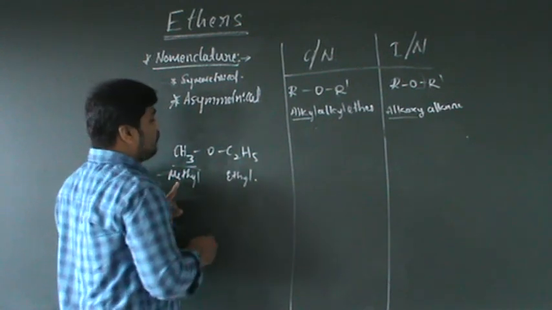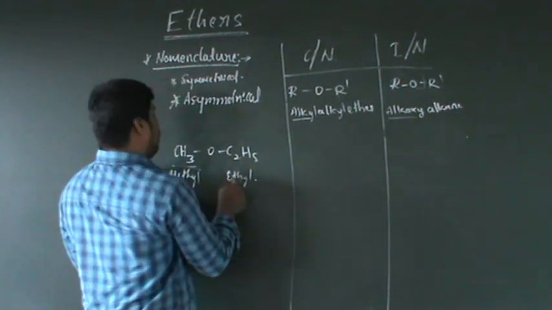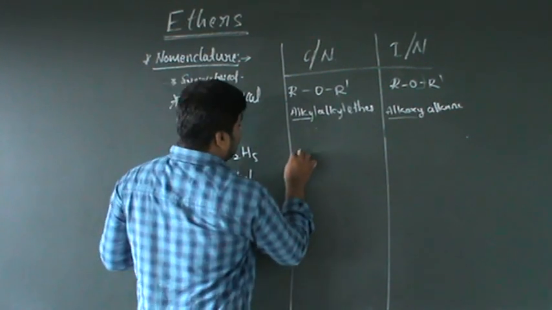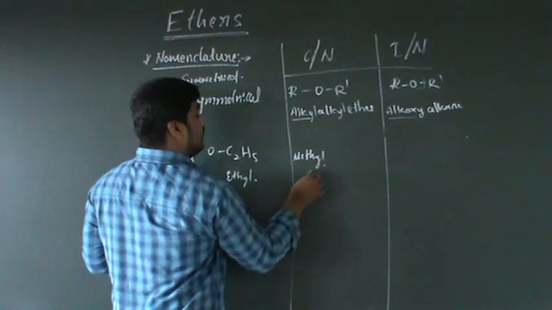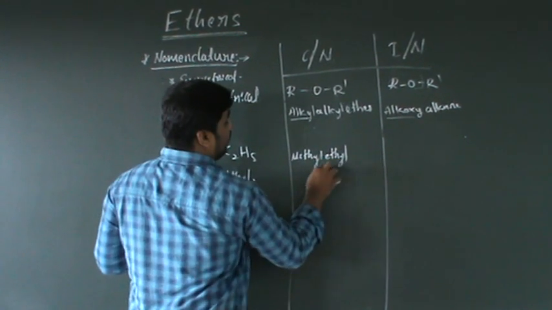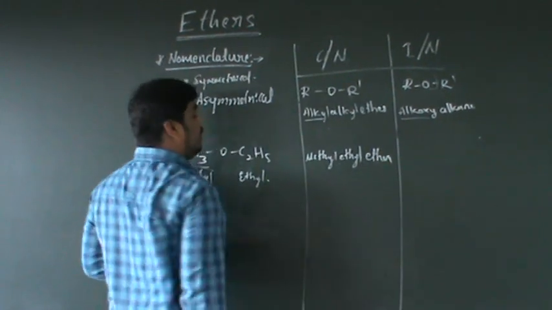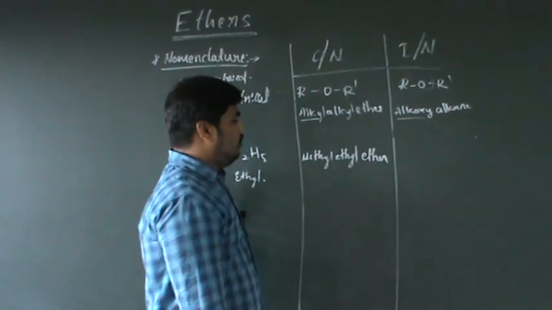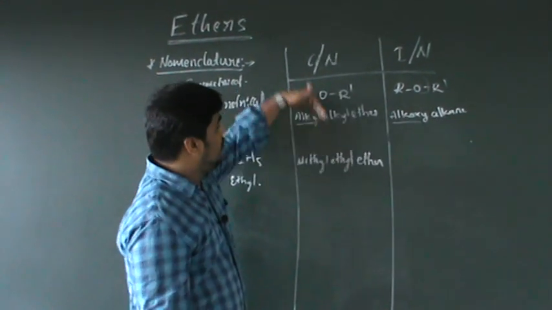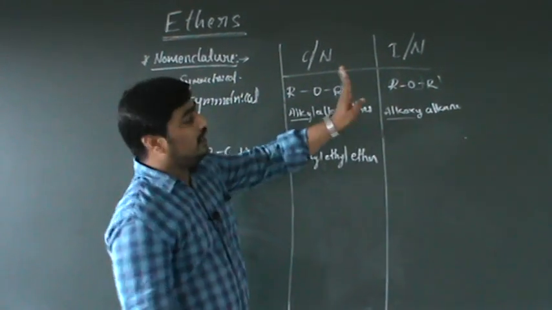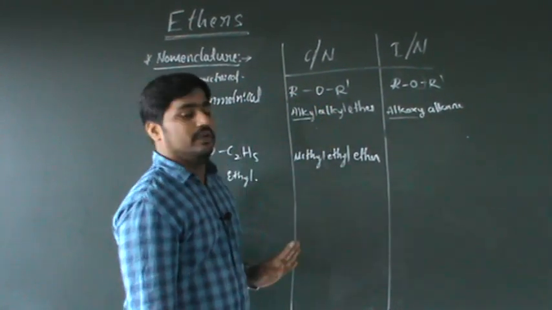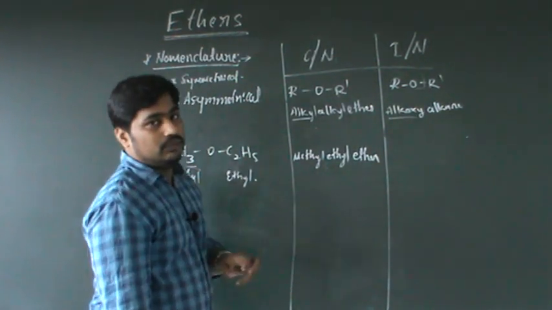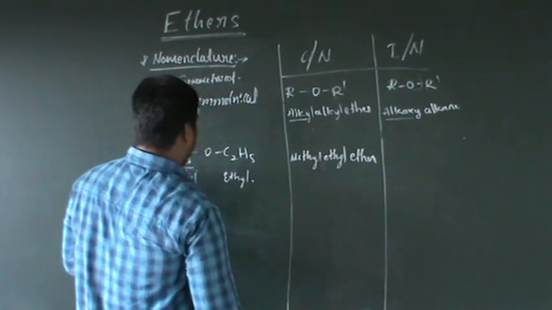Next, what is the way of common naming of this compound? Methyl, ethyl, ether, or ethyl, methyl, ether. There is no importance given to the order of these alkyl groups in the common naming system, but it is important in the IUPAC system. There we should give importance to the number of carbon atoms present on either side of the oxygen.